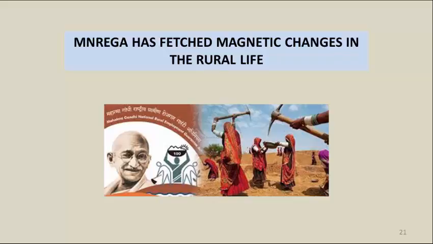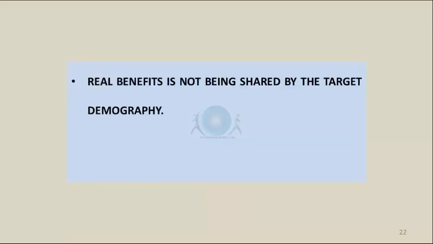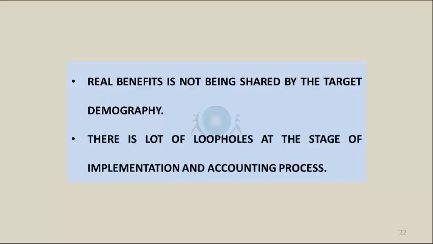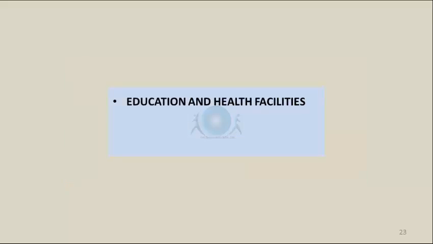and it helps them get their livelihood. Although MG-NREGA started with the best of intentions, the real benefits are not being shared by the target demographic. There are a lot of loopholes at the stage of implementation and accounting process. While MG-NREGA provides a means of livelihood, providing better and adequate education and health facilities in rural areas is also essential. This will control the pace and magnitude of migration.